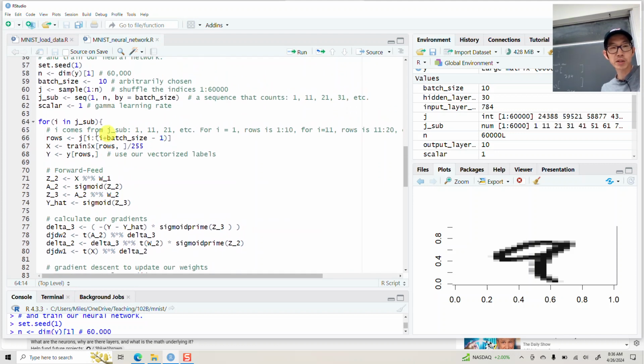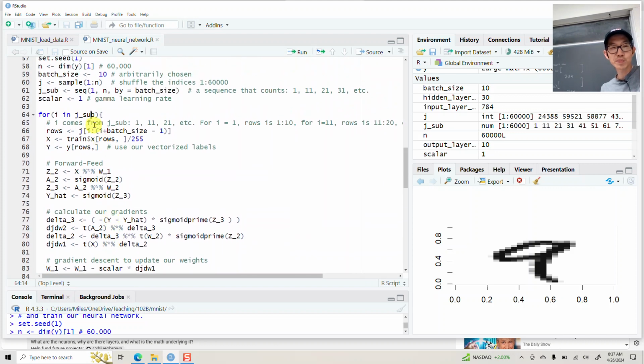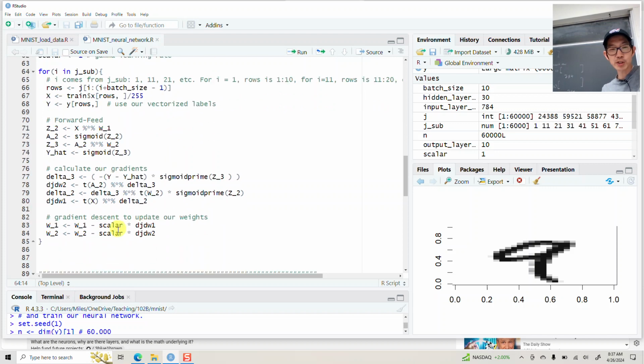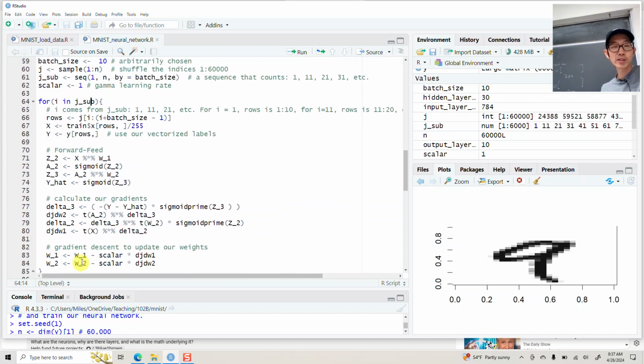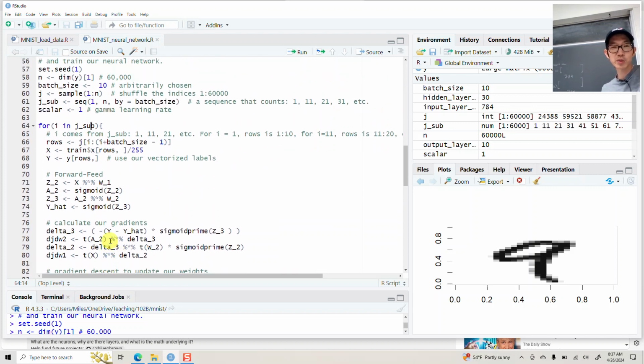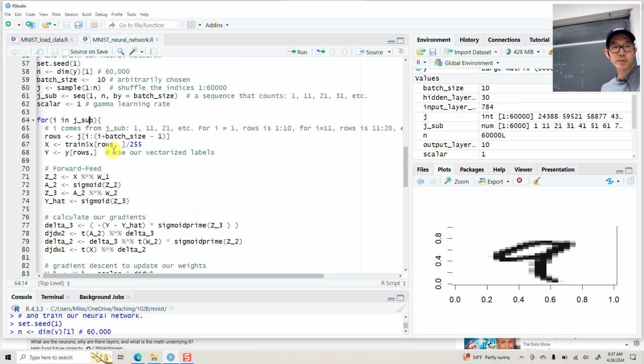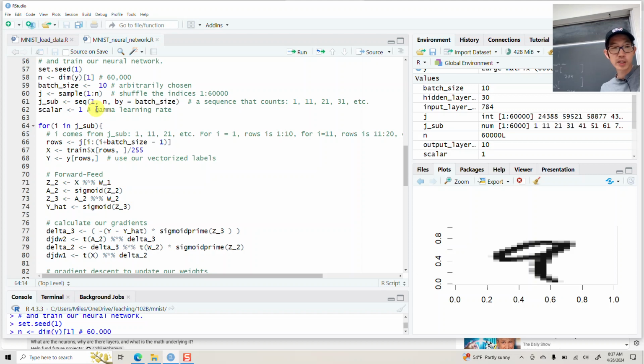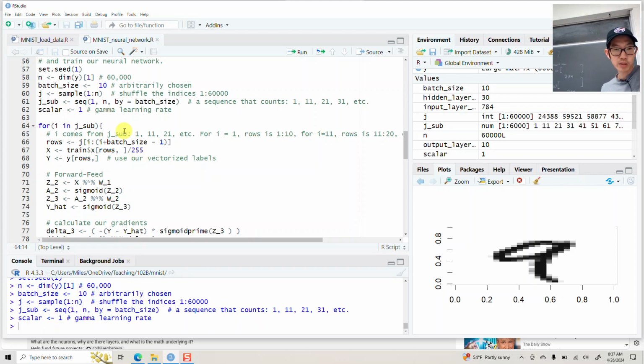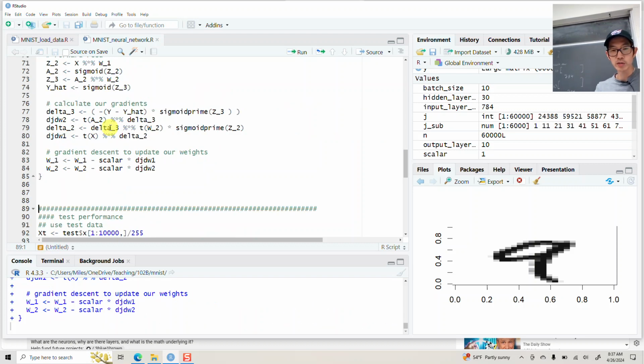So there's nothing super unusual. My arbitrary scalar value is just going to be 1. So I could just do w1 minus the scalar times dJ/dw1 or whatever it is. And we'll go ahead and run that. So let me just see. Okay, I think it'll just take a couple of seconds for me to run.